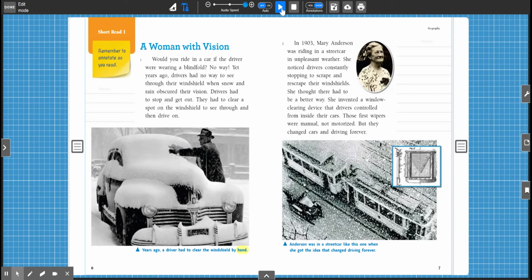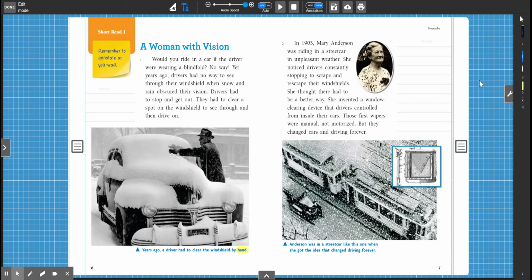So, this little introductory paragraph is kind of setting the scene. It's getting us ready to learn about a very famous invention. So, I think we should probably start by highlighting this kind of introductory part. So, it's asking us, would you ride in a car with a driver wearing a blindfold? Of course not. But years ago, drivers had no way to see through their windshield when snow or rain obscured their vision. Think about that word obscured.